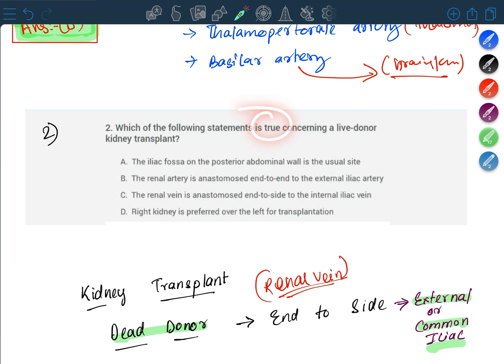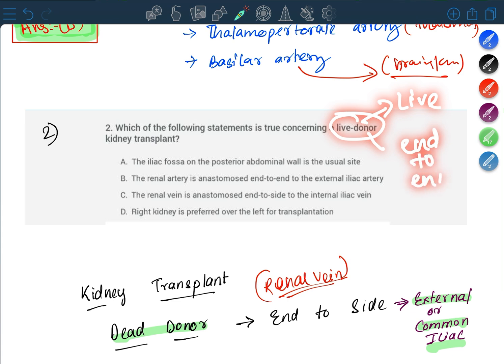Statements true concerning a live donor. Okay, let's see. The iliac fossa on posterior abdominal wall is the usual site. Yes, this is true, so this must be the answer. But suppose you didn't know this fact, then we will approach this question by the elimination method. The renal artery is anastomosed end to end to the external iliac artery. See, renal artery, no, never artery. It's renal vein. And this is a live donor. Remember, he is live. So in live donor we do end to end, and what do we choose?